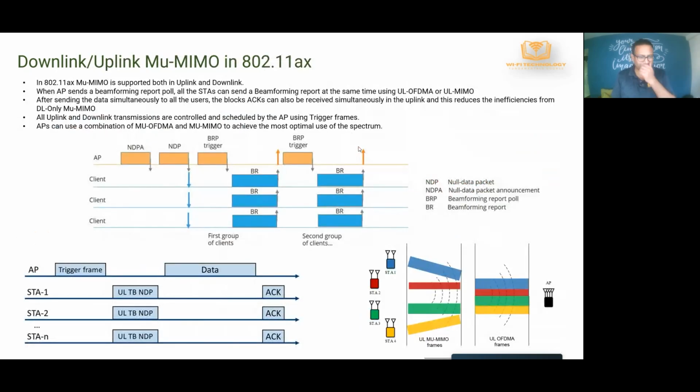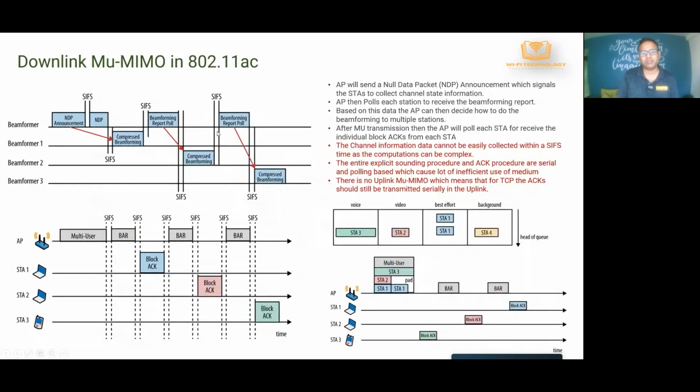And then with 11AX, we introduced the concept of uplink multi-user MIMO. In the case of downlink multi-user MIMO, there was another fundamental flaw, right? When the AP was sending data, let's say it's sending TCP data, all the TCP data frames are going from the AP to the station, but we need to remember that the acknowledgements from the station have to come back to the AP, and that is uplink. And there was no MU-MIMO on uplink, which means that the uplink transmissions are all serial.